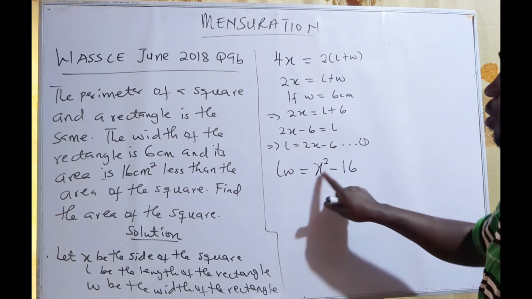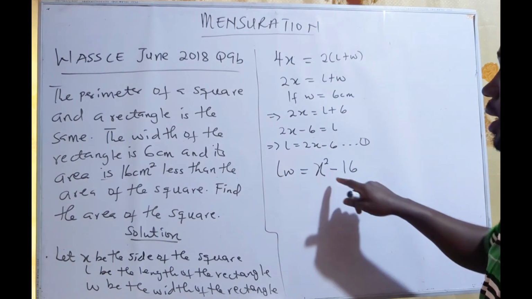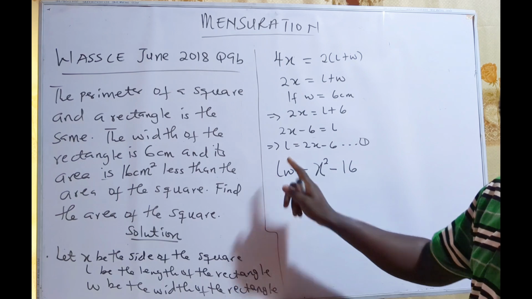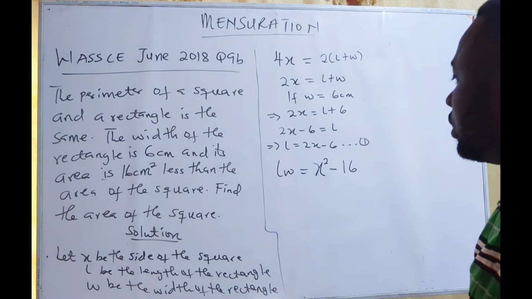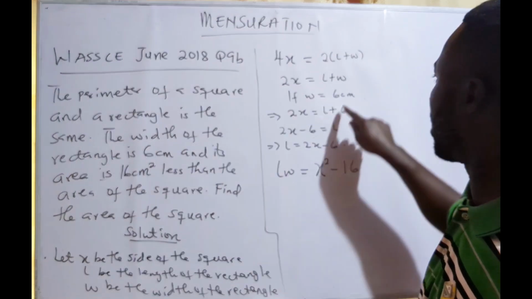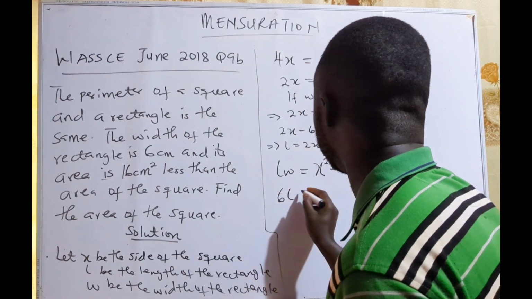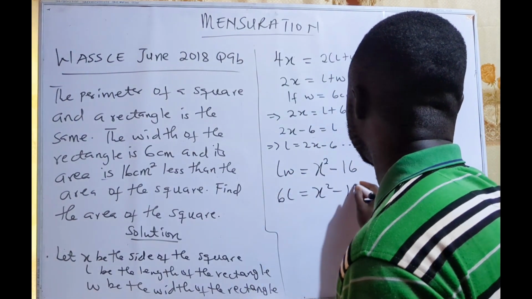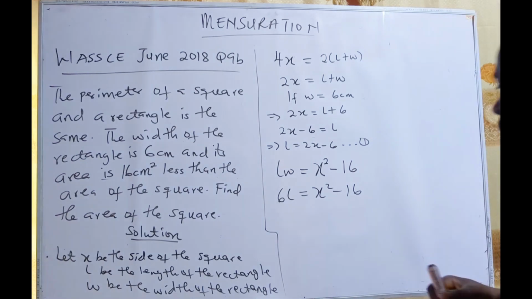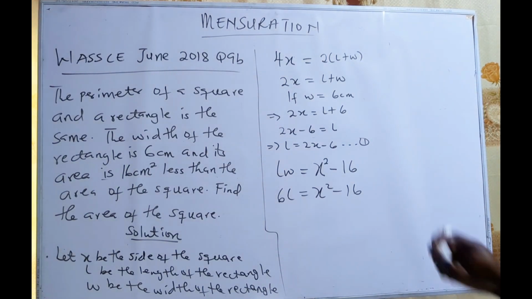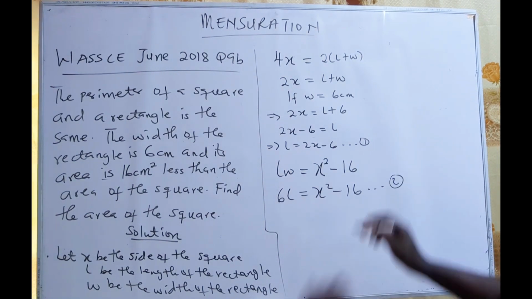So for it to be equal, you subtract 16 from the area of the square, or you can add 16 to the area of the rectangle. Okay, but we're given w as 6, so 6 times L will be 6L equal to s squared minus 16. All right, then we can call this one equation 2.